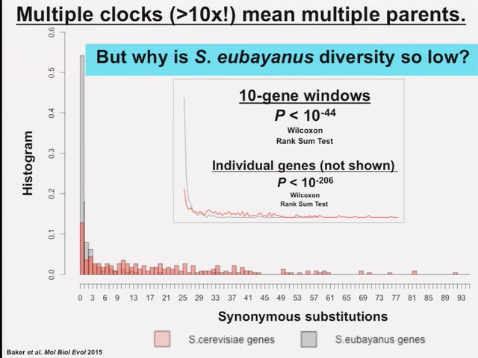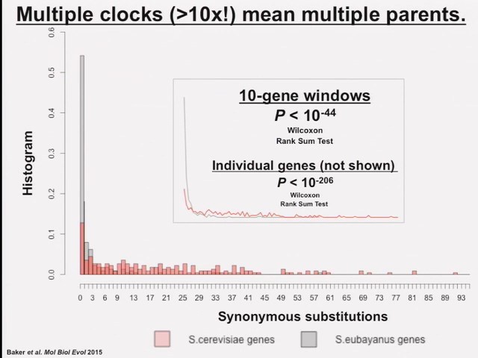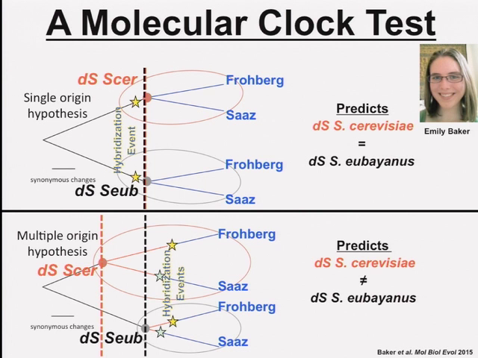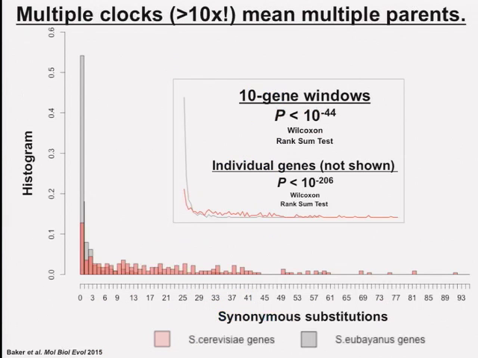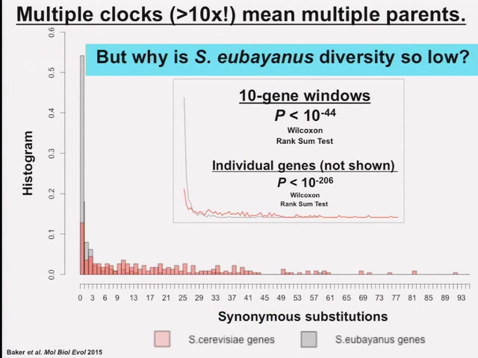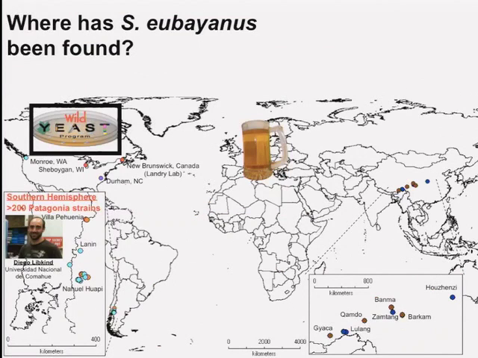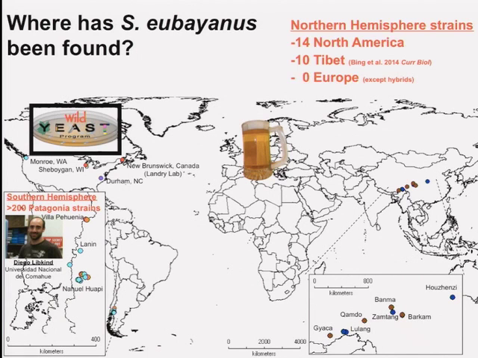But the only reason this test works is actually because it happens that the Eubayanus coalescence is more recent. And so that really gets to the biogeographical problem of why we discovered this thing in Patagonia in the first place, where it maybe shouldn't have been.